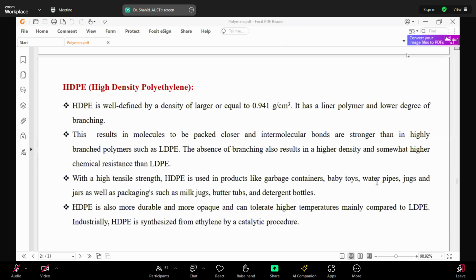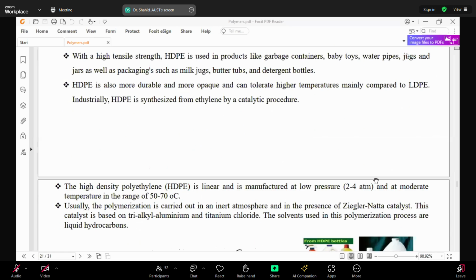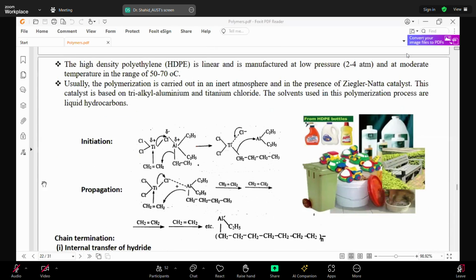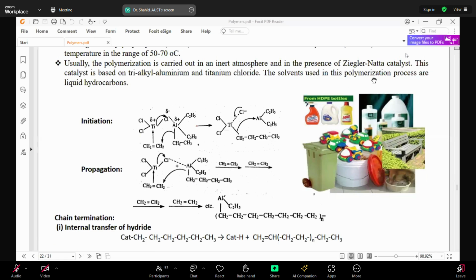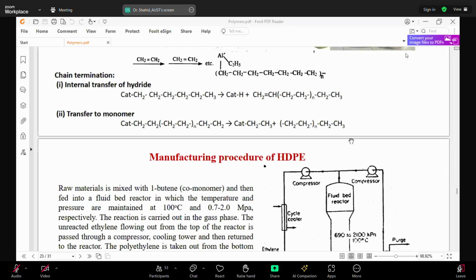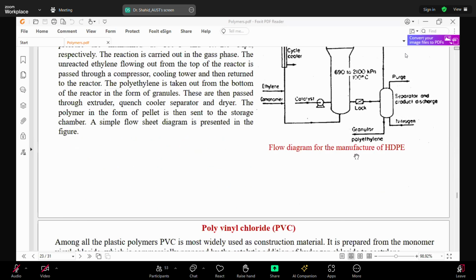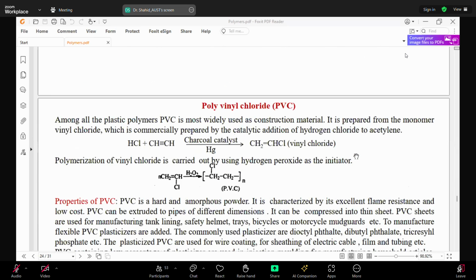Next one was HDPE, high density polyethylene. This is the mechanism of high density polyethylene, and these are the different uses of high density polyethylene. And finally, the manufacturing procedure of HDPE. Now, I'm going to talk about the different types of polymers.